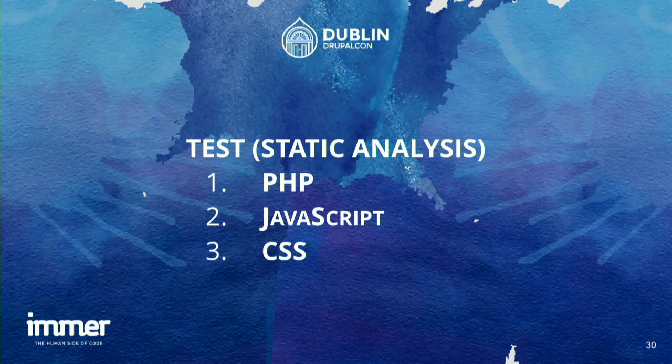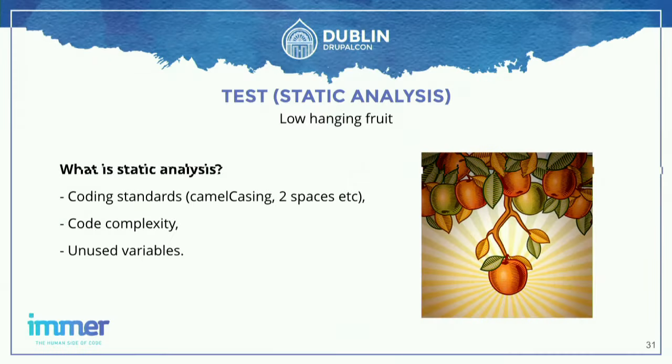So the next section in continuous integration is about testing. And I want to touch briefly on PHP, JavaScript, and CSS. So when I talk about testing, I actually mean static analysis testing, which I also call the low-hanging fruit of testing. So there have been many talks before about unit testing, integration testing, that really runs your code, which is good practice. But now I want to focus more on static analysis testing.